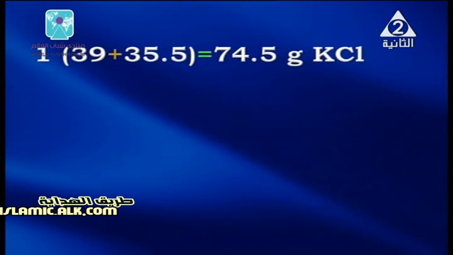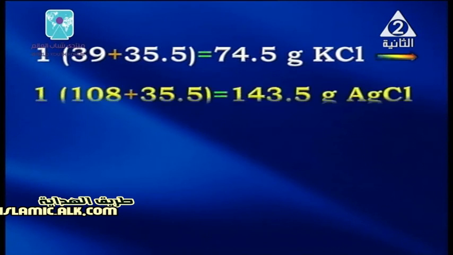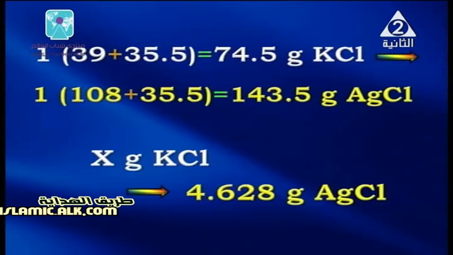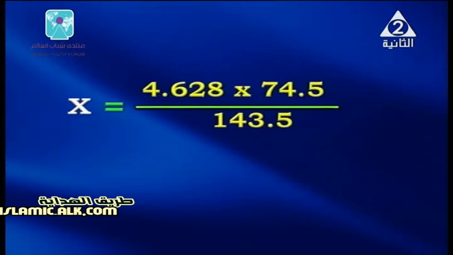So 1 times 39 plus 35.5 equals 74.5 gram potassium chloride gives 1 times 108 plus 35.5 equals 143.5 gram silver chloride. So X gram potassium chloride gives 4.628 gram silver chloride. So X equals 4.628 times 74.5 over 143.5 equals 2.4 gram.